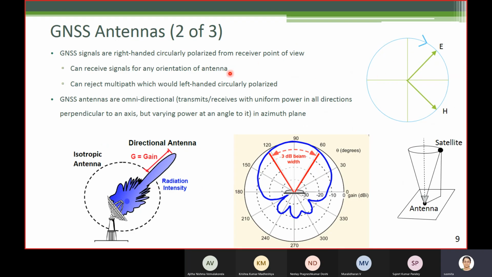But in case of GNSS, it is not possible to have a fixed orientation, depending on where you mount the receiver. If it is mounted on a vehicle which maneuvers, for example, on an aircraft or a UAV, the antenna would not generate any signal, right? So you want something that would generate signals for any orientation of the antenna.